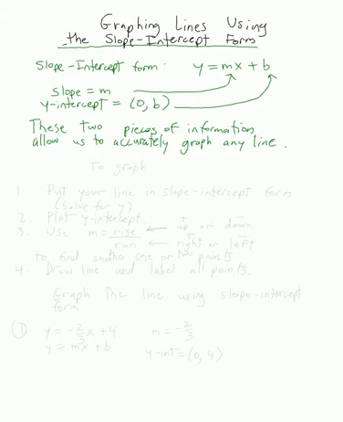Okay? So let me go over the steps for how to graph a line using slope-intercept form. Step one is going to be to put the line in that form, because not always do we have the lines already in that form. So step one, put your line in slope-intercept form. Remember, that just means to solve for y. Okay, so put your line in that form first.